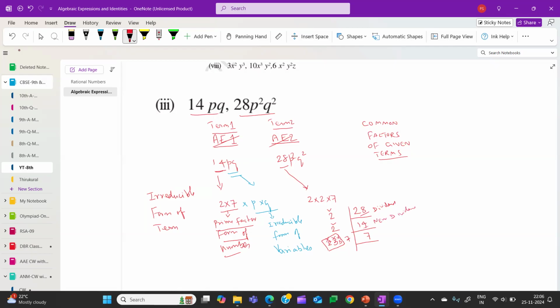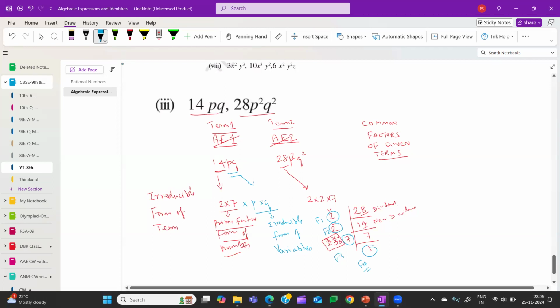New dividend. 14 divided by 2, we get 7. Then 7 divided by 7, we get 1. Here we stop. So how many factors did you get? This is factor 1, F1. This is factor 2, F2. And this is factor 3. And this is factor 4, which always comes on the last one. Number 1 comes at the last of the factors, which generally we will not write.